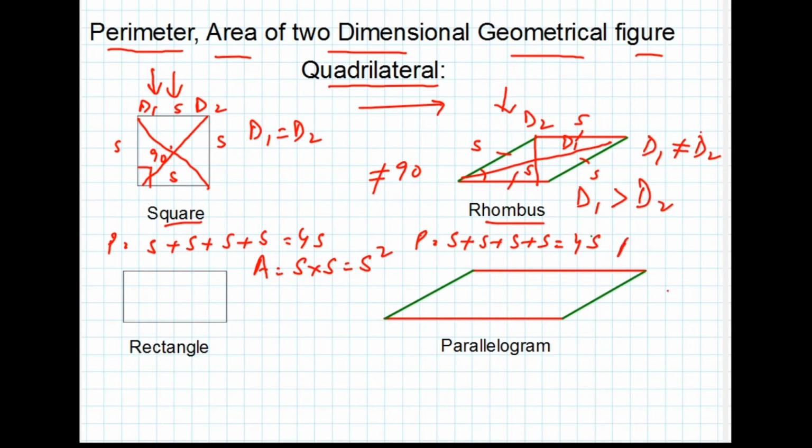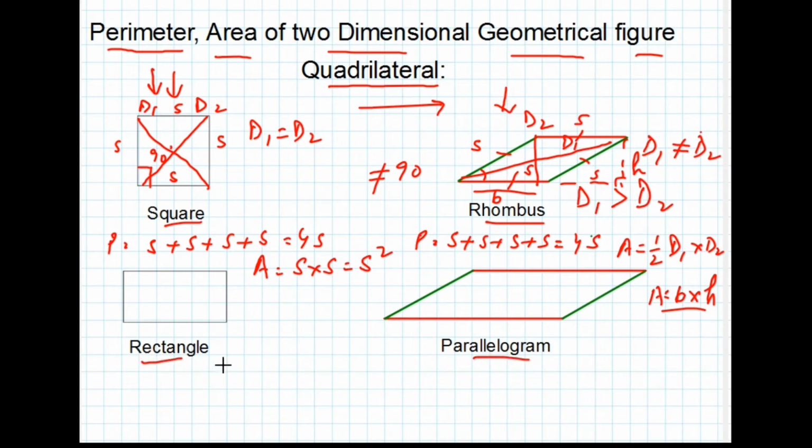Area of a rhombus is equal to 1 upon 2 D1 multiplied by D2, or if B is equal to the base of the rhombus and H is the height of the rhombus, so area of a rhombus is equal to B into H, means base into height. So area of a rhombus is equal to base into height, that is B into H.